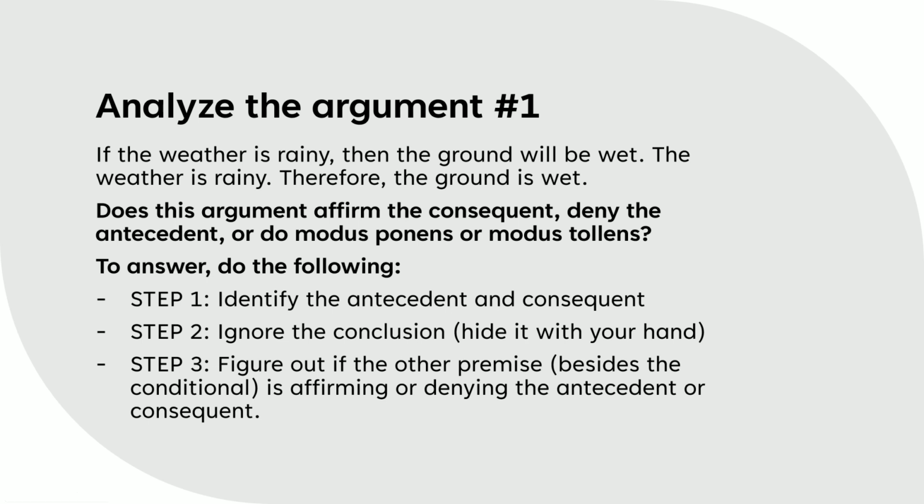I need to figure out whether the other premise, besides the conditional, is affirming or denying the antecedent or consequent. Okay, so I'm going to look at the other premise, the weather is rainy, and I'm going to think about it. What is it doing there? And I realize, well, it's basically just repeating the antecedent, right? So I said the antecedent was the weather is rainy, and this second premise, the weather is rainy, is just repeating the antecedent. So the answer to what is this argument doing? The answer is it is affirming the antecedent.